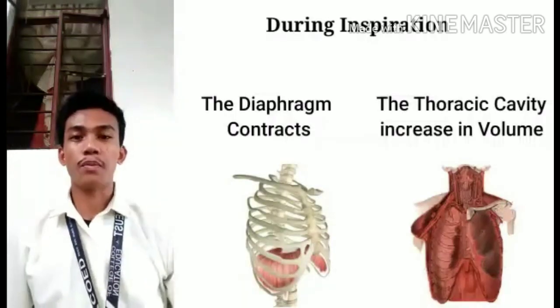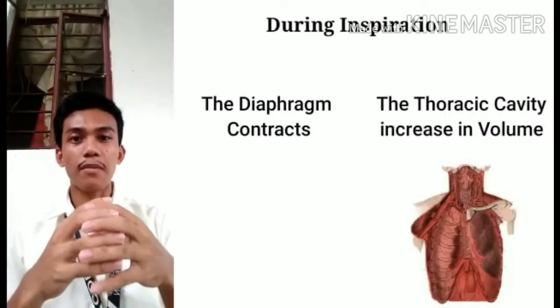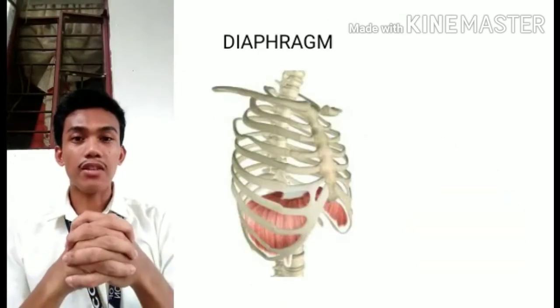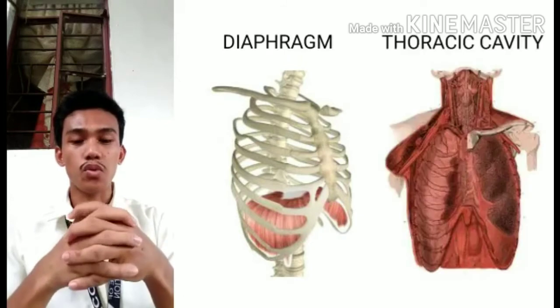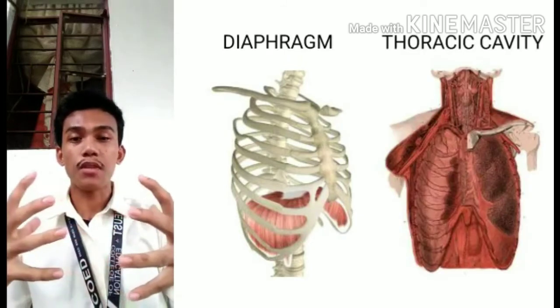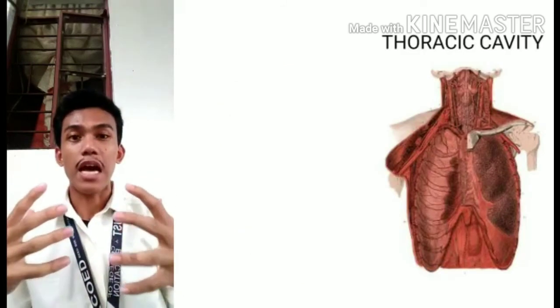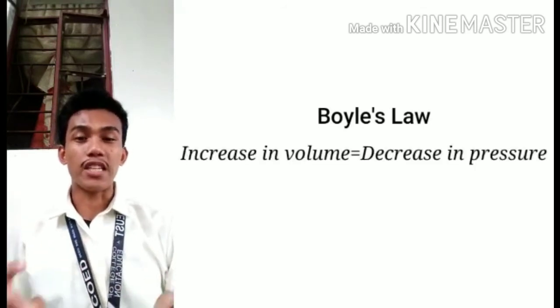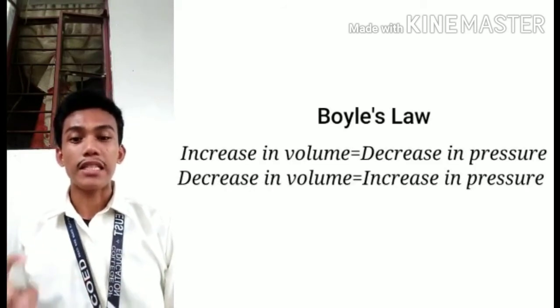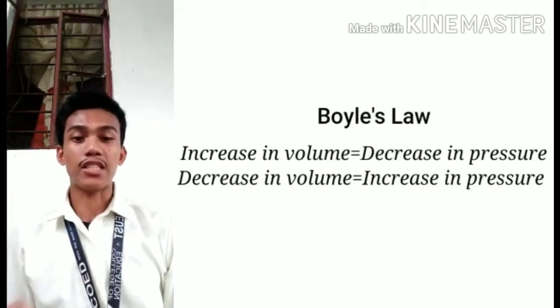So, paano ba dito? So, this is your diaphragm. Nagko-contract ang diaphragm and the thoracic cavity increases in volume. So, dun yung papasok na lolobo yung lungs natin. Pagkatapos nun, dun pa lang papasok yung hangin kasi sabi nga sa Boyle's Law na increase in volume, decrease in pressure, and decrease in volume, increase in pressure.